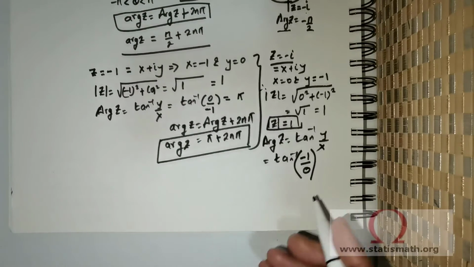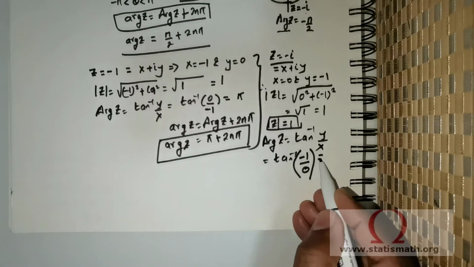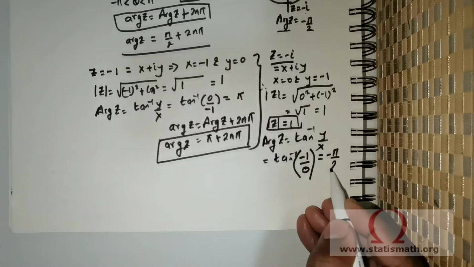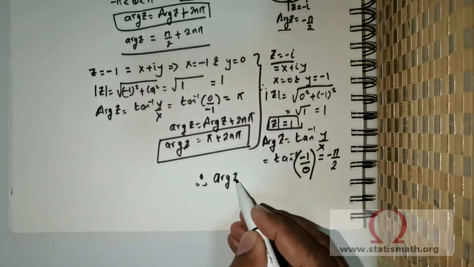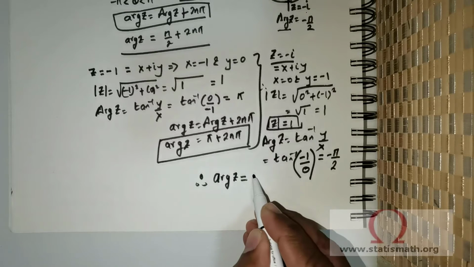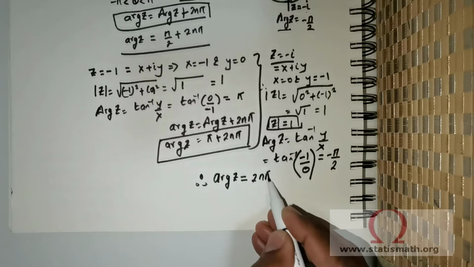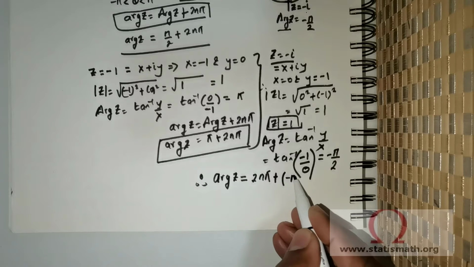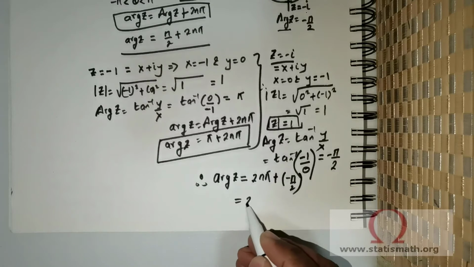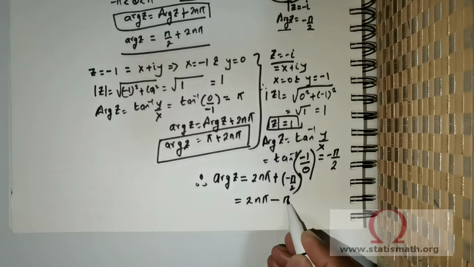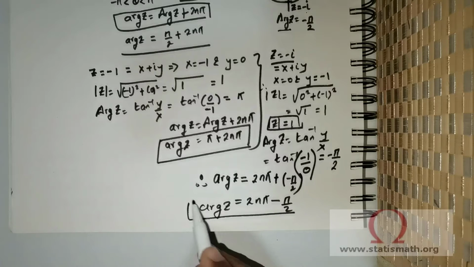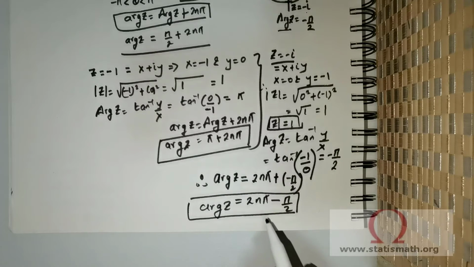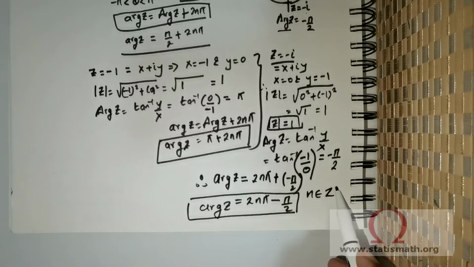So now let us complete this question. This is going to be equal to -pi divided by 2. Therefore the required argument for the given complex number is going to be 2n pi adding the -pi/2, and you can rewrite it as 2n pi - pi/2, which would conclude this question with this solution. Of course, n is an element of the integers.